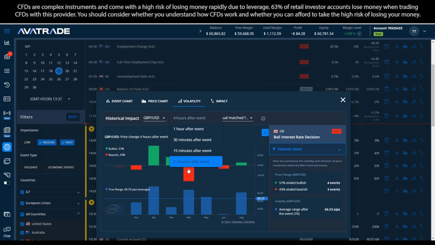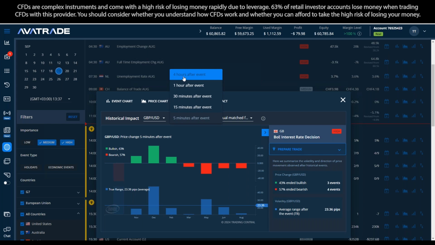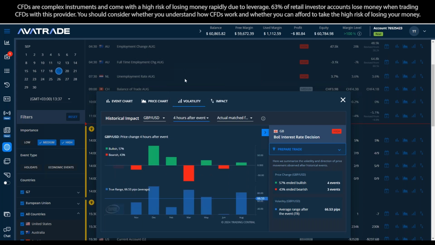You know, in the first 5 minutes, we've got 23, 24 pips movement. After 4 hours, if it matched the forecast, you've got 66 pip range movement. So when it matches the forecast, there's less of a movement in the first 5 minutes, and the larger movement is over the 4 hours. Whereas when it did not match the forecast, it came in below expectation, the larger movement was within that first 5 minutes, and then the pullback was over the last 4 hours after the announcement.